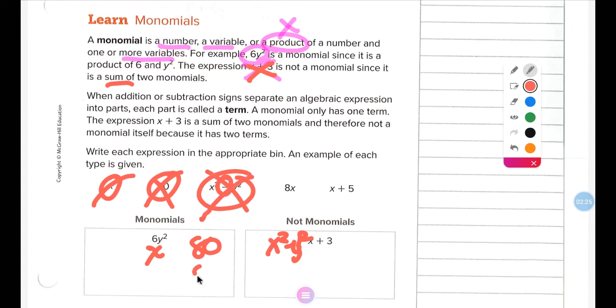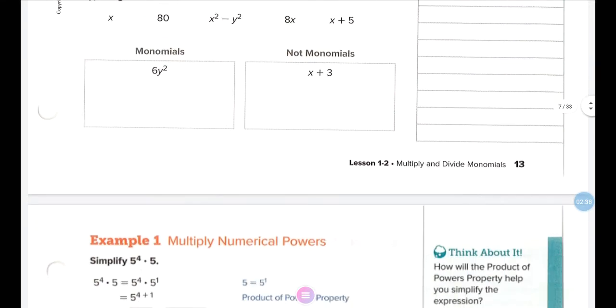8x is indeed a monomial. It's 8 times x. It's a product. And x plus 5, whoa, that's a big bad one because of the plus sign. So that's what you should have written in those different bins. We call them bins.